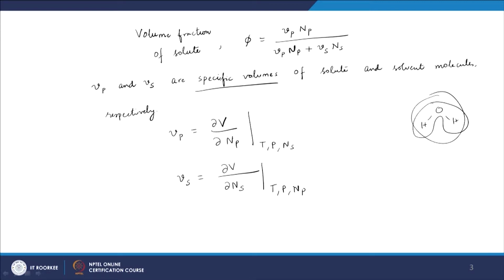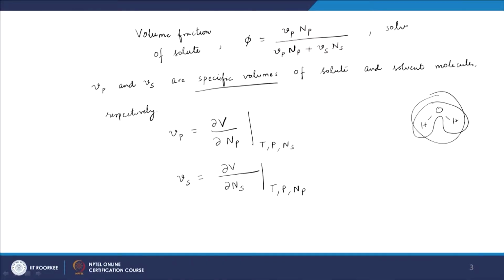the following. So, with these definitions of specific volumes, we can talk in terms of the volume fraction of solute, phi. Of course, for the solvent it has to be 1 minus phi, because both of them must add to 1, because there is no void. It is either containing a solute or containing a solvent.